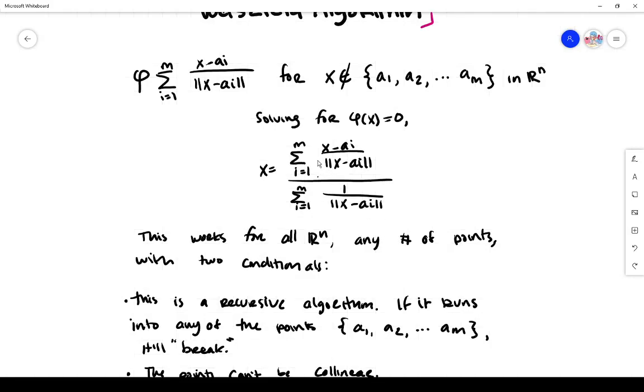This function is a recursive algorithm where you can plug in any value for x, and it will output something closer to your solution. You can keep putting that output back into it over and over again, and it'll move closer and closer to the solution.